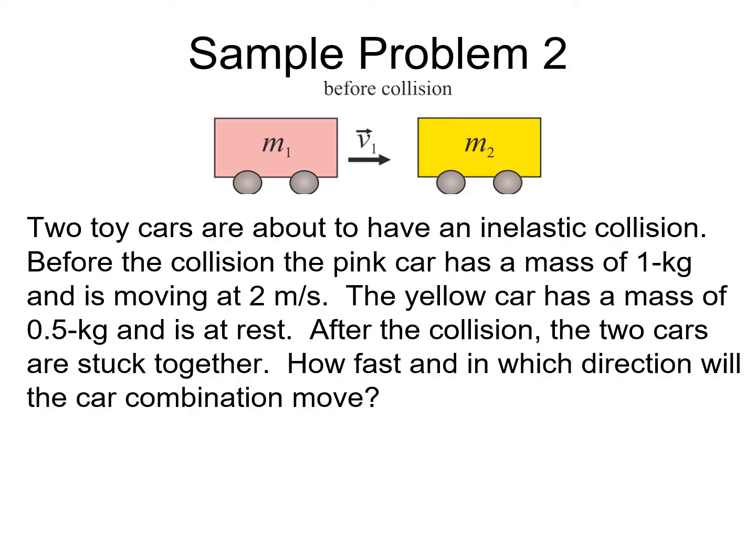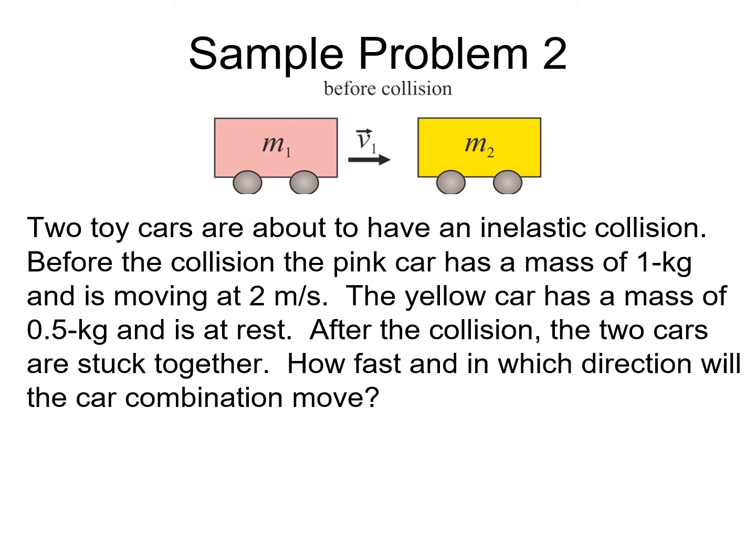Let's look at an inelastic example. Instead of balls, I'm going to use these little train cars here. Let's say that the two toy cars are about to have an inelastic collision, and let's use the same numbers as before. So the pink car has a mass of 1 kilogram moving at 2 meters per second toward the right. The yellow car has a mass of 0.5 kilograms, but it's at rest.